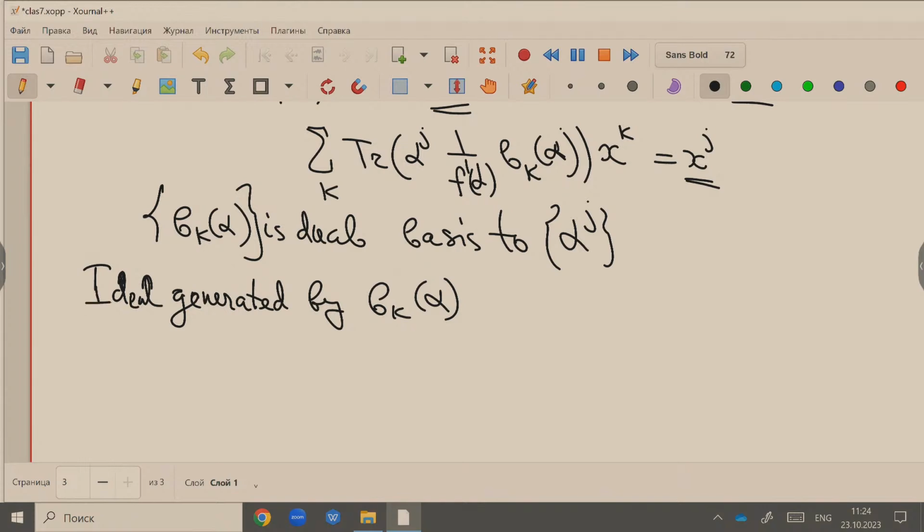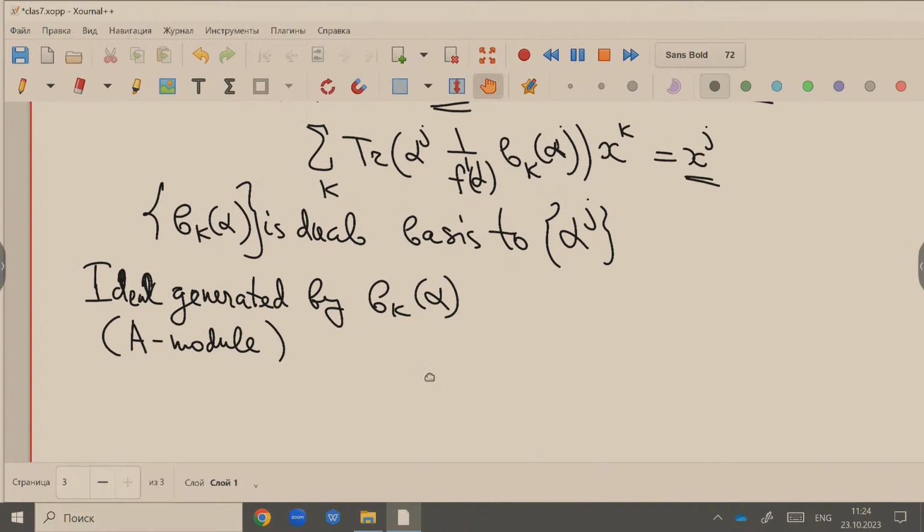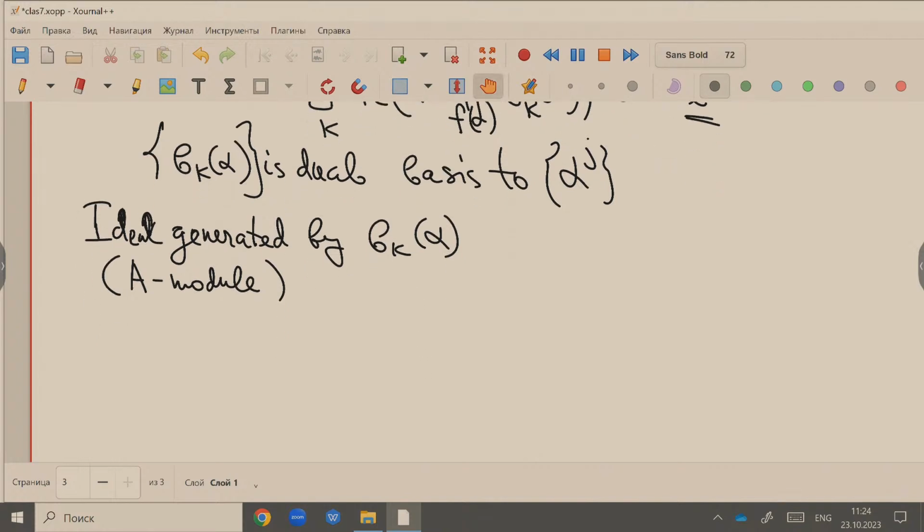It is sufficient to generate an ideal that will coincide with just a module, because we have established that if you have a free module, then the dual to the free module is a free module generated by the same basis, so by the dual basis. But we have to realize what is BK, but notice the following. So this is just by definition that you have to calculate.